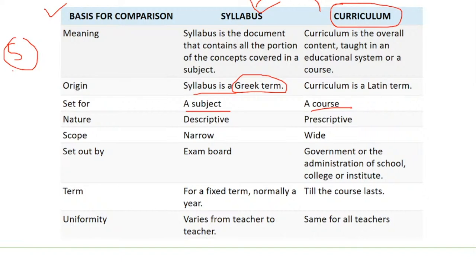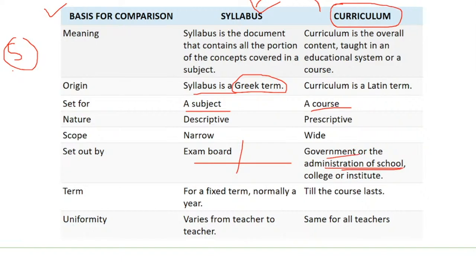Syllabus is set by the exam board, you can say, or by the syllabus committee. Whereas curriculum is set by the government, by the administration, wherein the administration of the school has only the rights, rights with respect to what?